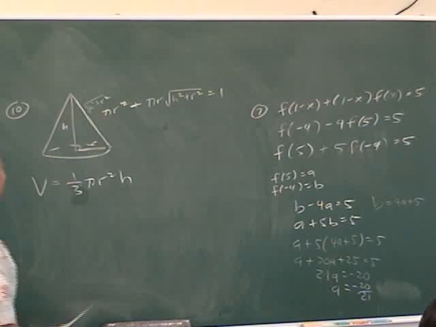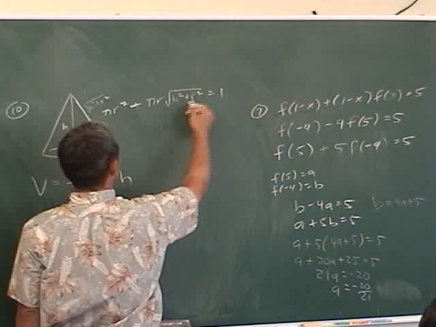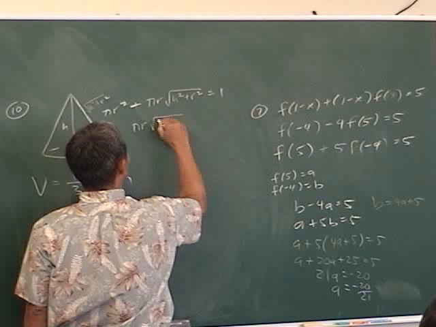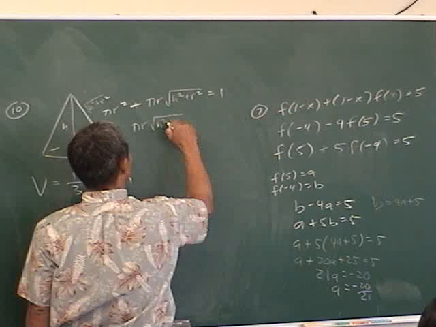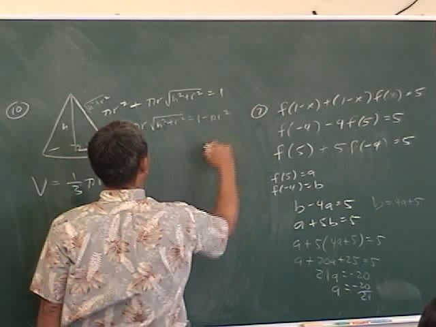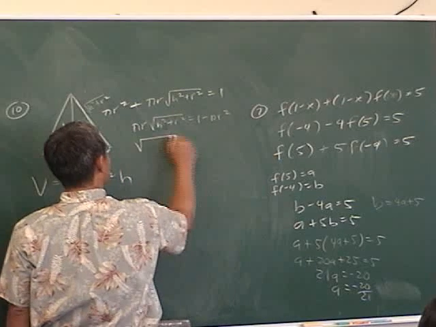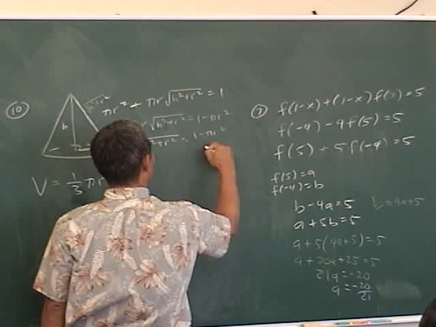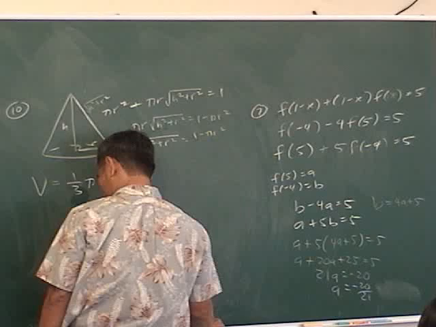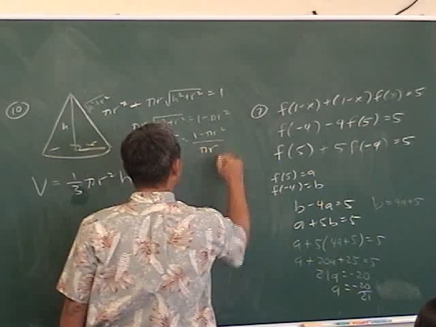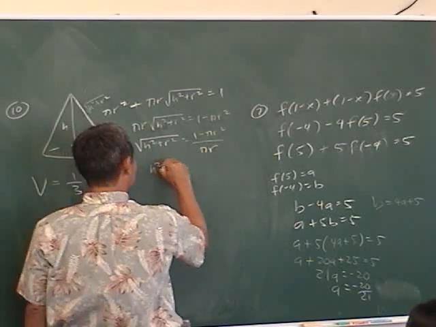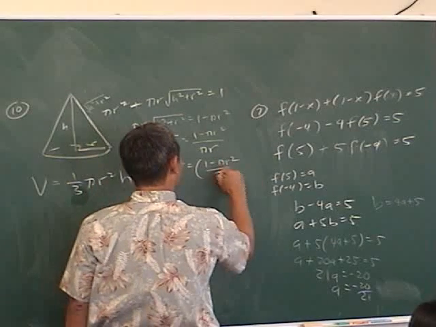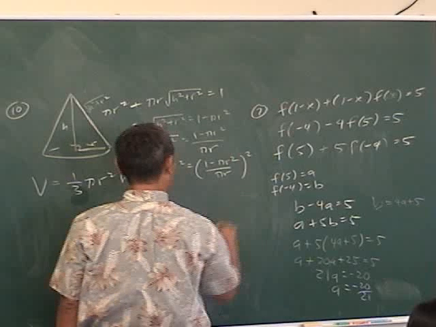Okay, so how do you solve for h in this equation? It's just algebra. Subtract. So pi r square root of h squared plus r squared is equal to 1 minus pi r squared. Divide by pi r. Square root of h squared plus r squared is equal to 1 minus pi r squared over pi r. Square both sides. H squared plus r squared is equal to 1 minus pi r squared over pi r, quantity squared. How do I solve for h?